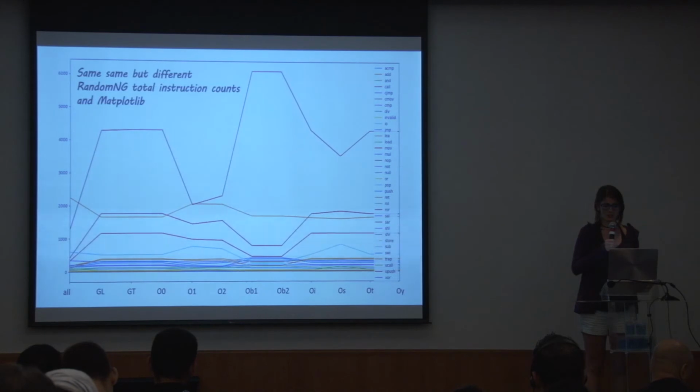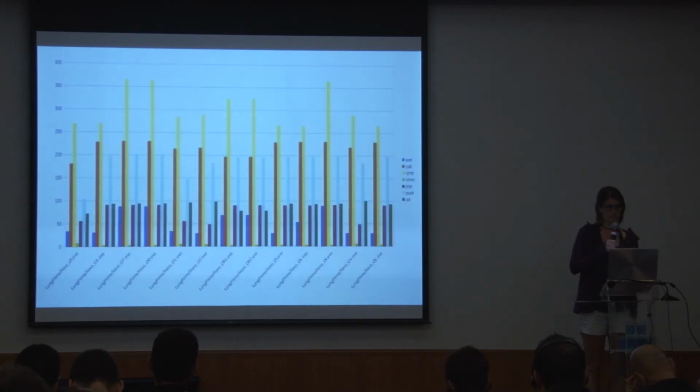Also what is interesting, of course, the version of the binary that was built with all of the optimization settings shows the lowest numbers in this graph, and the version of the binary with the least optimization settings shows the highest amount of instructions in total.